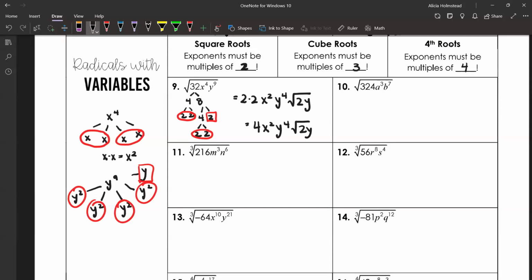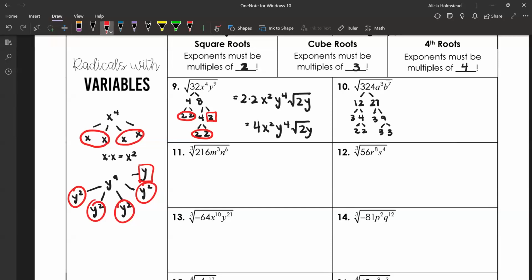Number 10, 324. I'm going to start with the factors 12 and 27. You could use whatever factors you wanted, and you'd get to the same place. 12 breaks down into 3 and 4. 4 is 2 and 2. 27 is 3 and 9. 9 is 3 and 3.